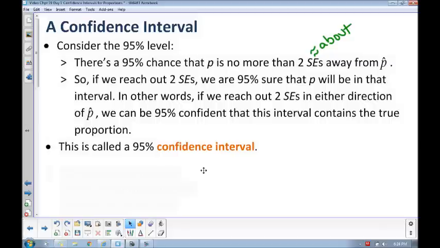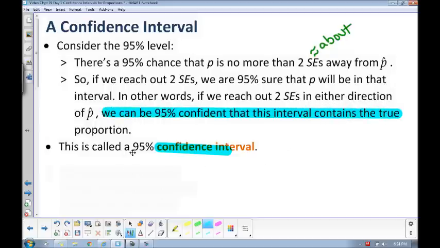Whatever direction it means, we are 95% confident that that interval contains the true proportion. That is the confidence interval. So the way that we interpret a confidence interval versus a confidence level, a confidence interval says that we are 95% confident that the interval, whatever the interval that we have, contains the true population proportion, or the true parameter.